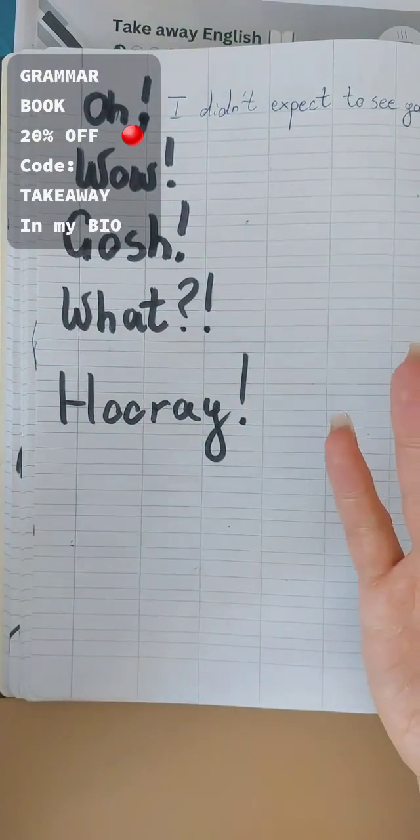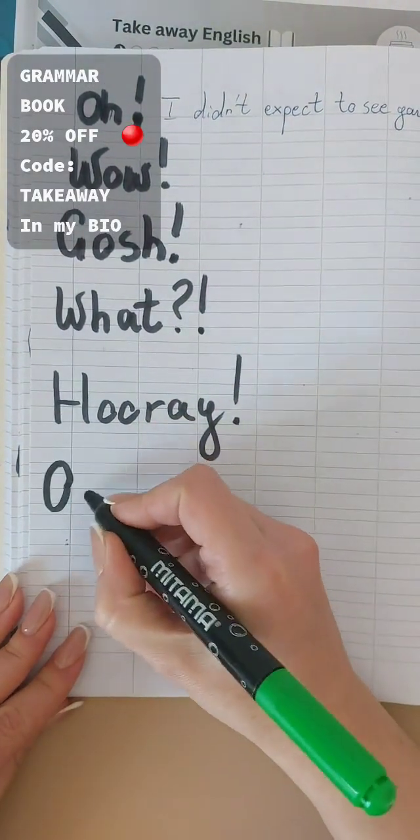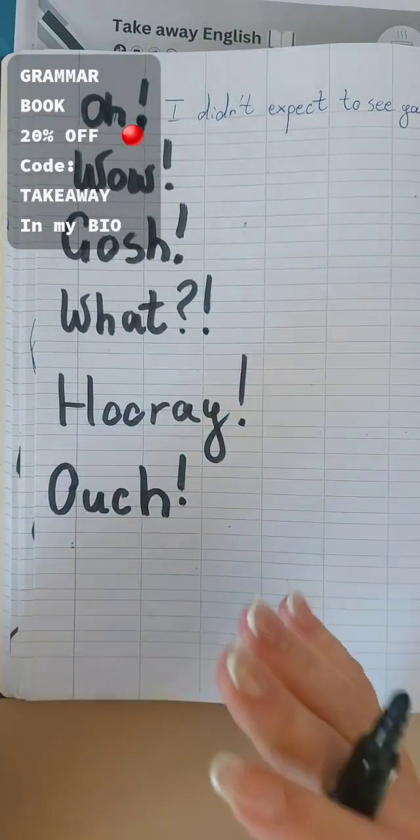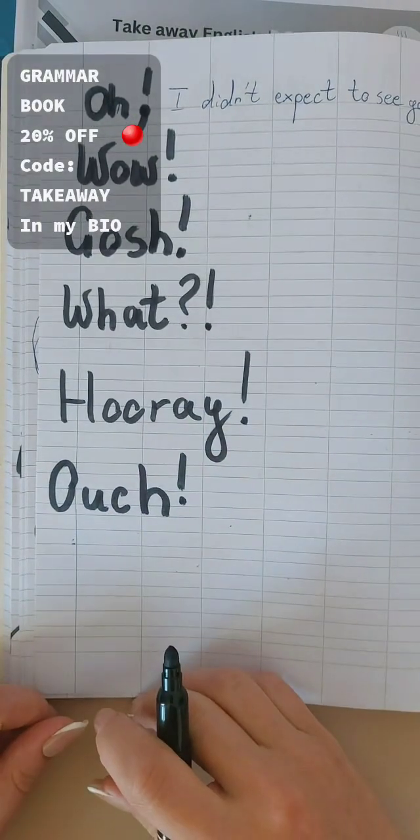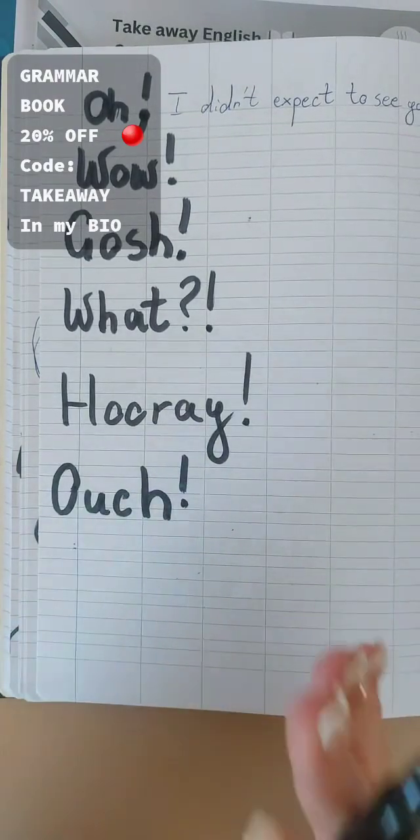There are also interjections that express pain. For example, ouch. Ouch, I bumped my knee. I hit my knee accidentally, right? Ouch, I bumped my knee.